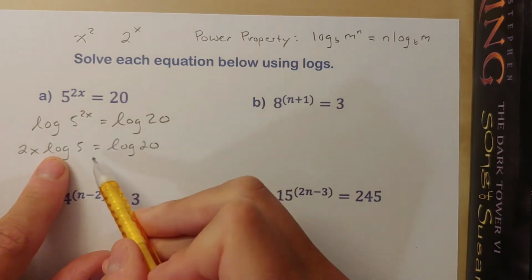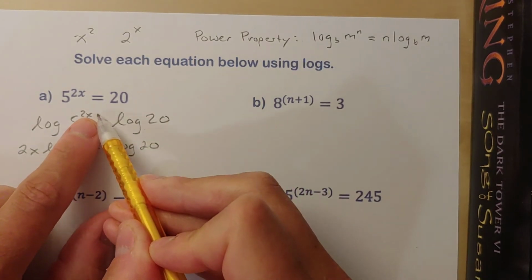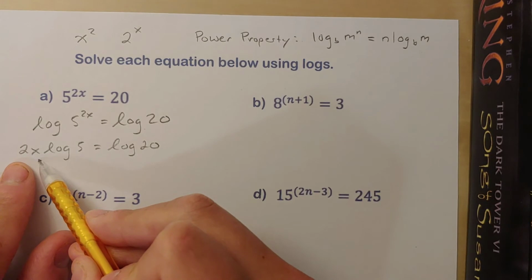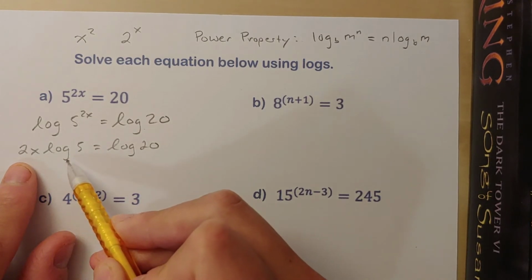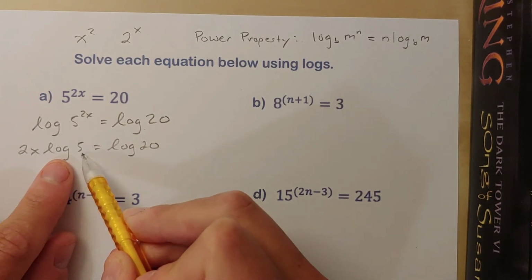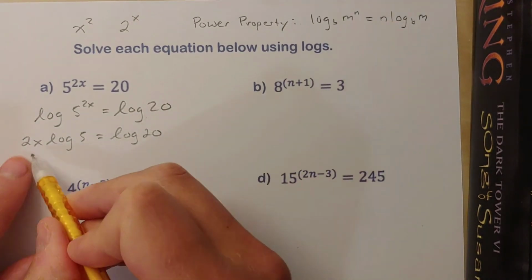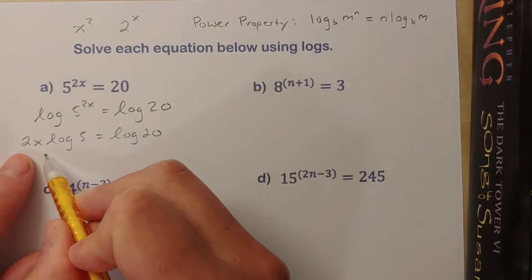That's a big deal because now we found a way to pull the variable out of the exponent down front, where now it's just a product. So I have 2 times x times log 5 equals log 20. We just now need to solve for x.